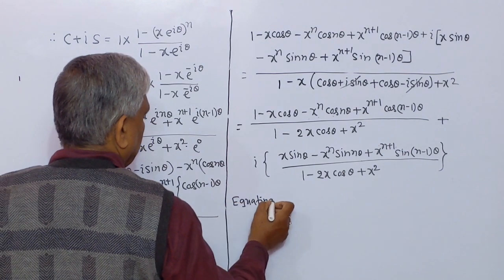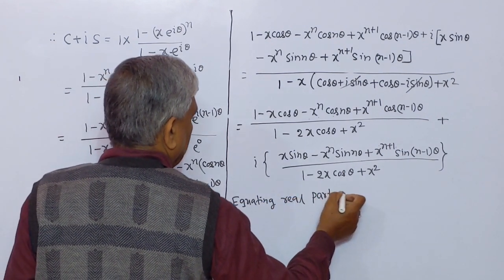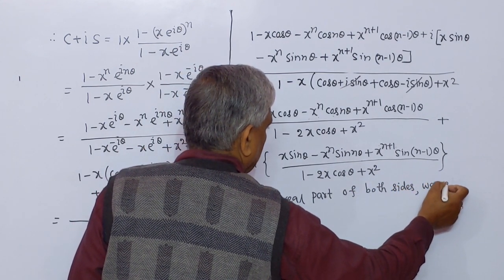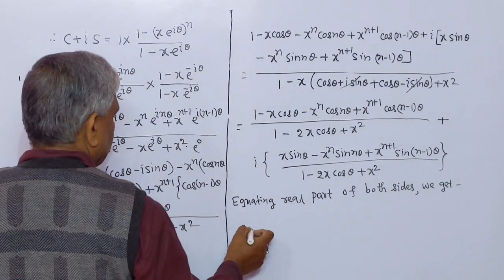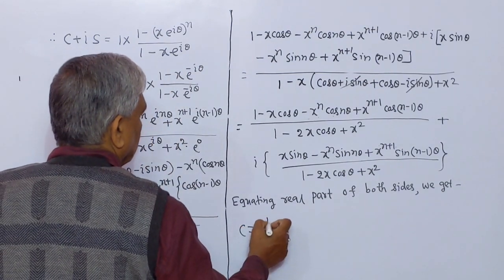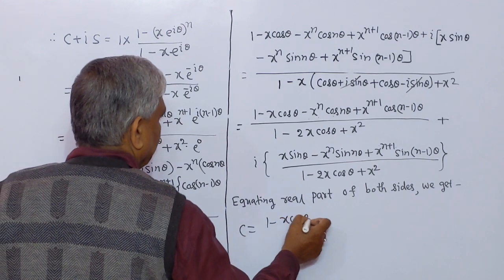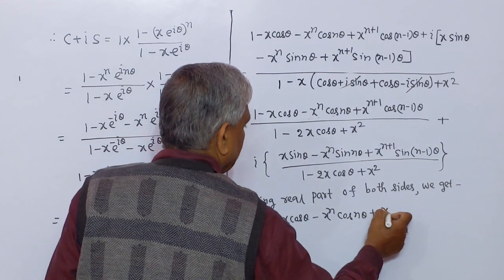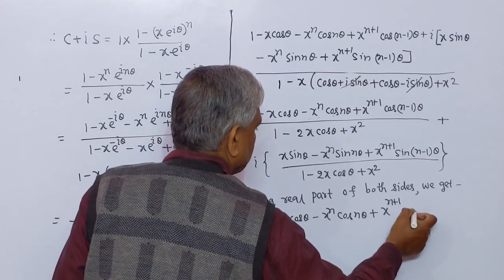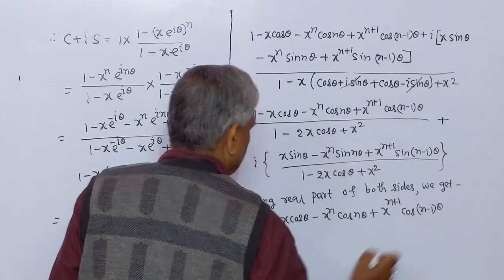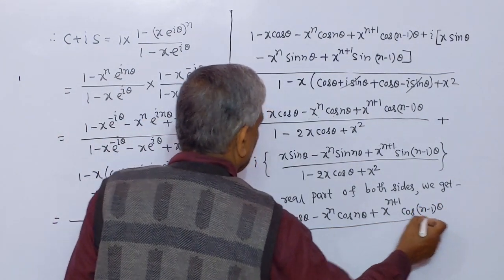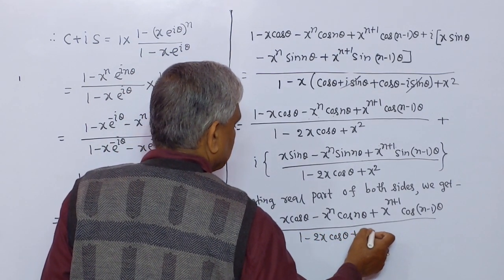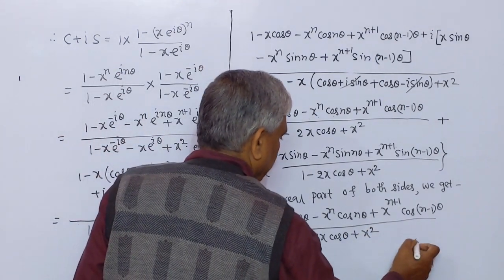Equating the real part of both sides, we get C equal to 1 minus x cos theta minus x to the power n cos n theta plus x to the power n plus 1 cos n minus 1 theta by 1 minus 2x cos theta plus x square, and this is the required answer.